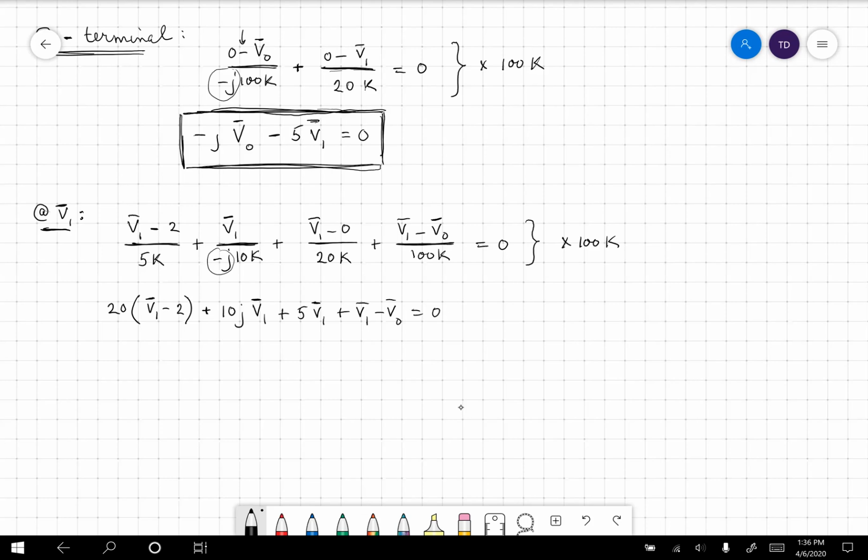Clean it up. So my V0 term, I have minus V0. Okay, now I add my terms for my V1, get the real part, 20, 25, 26. The imaginary part, 10J. That's it. 26 plus 10J V1 equals 0. There's another beautiful equation.